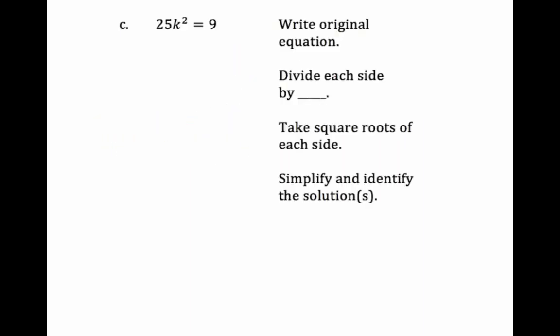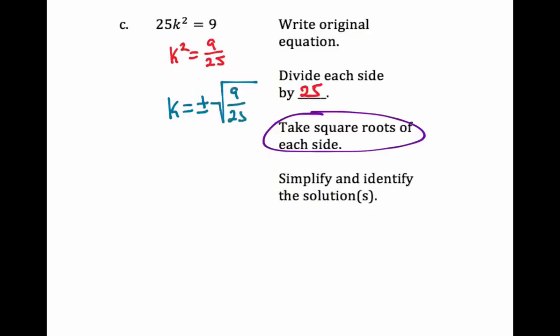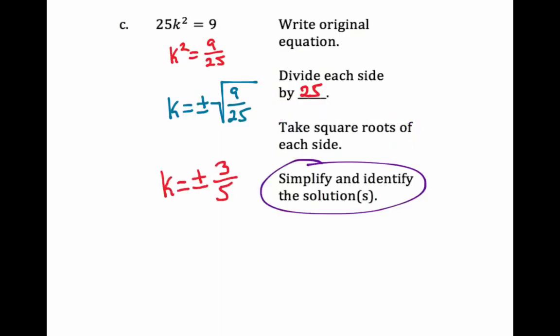Okay, on to C. Write the original equation. Done. Divide each side by 25. We'll end up with k squared equals 9 over 25. Take the square roots of each side. We'll end up with k equals plus or minus the square root of 9 over 25.